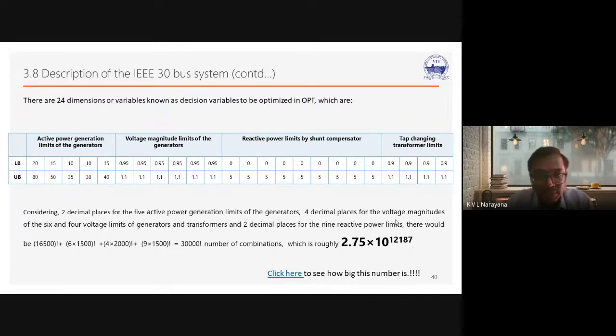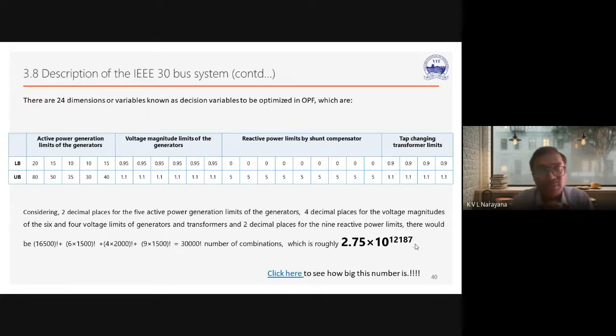Suppose you take 2 decimal places for the first 5 values. So 20.01, 20.02, 20.03 up to 80. Then 15.01, 15.02 up to 50. If you calculate the various values in between these 5 limits, and for the voltage magnitude limits, the number would be 2.75 into 10 power 12,185. Out of all these combinations, we have to take one combination which is to be optimized.